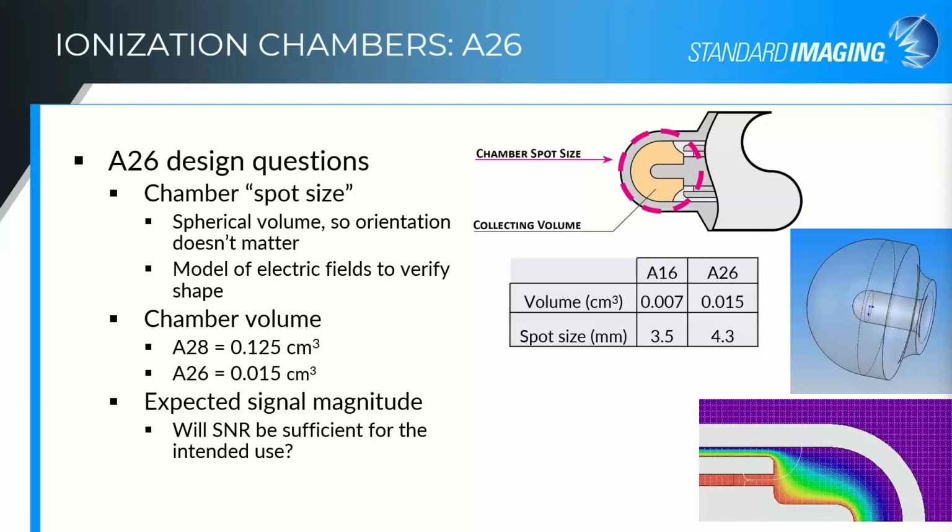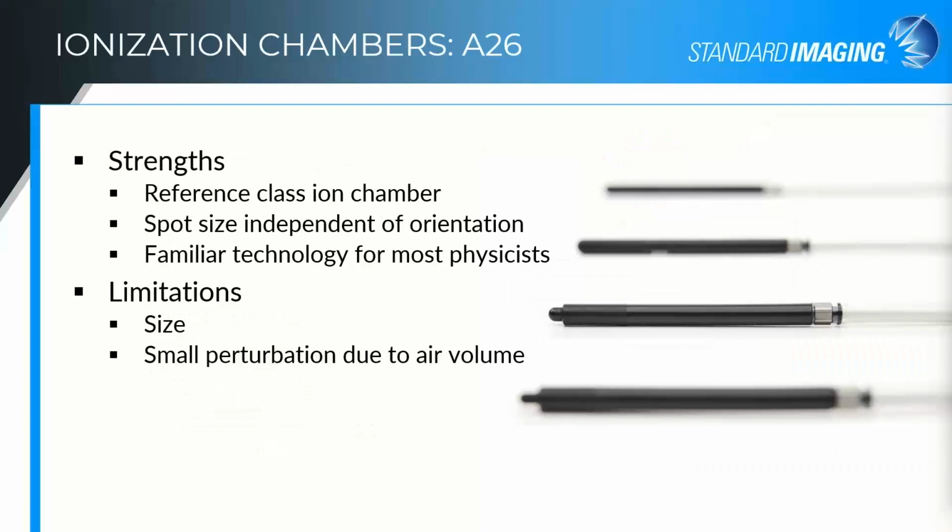In terms of design considerations, we were trying to make sure that we'd have a signal magnitude large enough that the scanning chambers or scanning electrometers could use this detector, but it needs to be robust and stable enough, of course, to be a standards level detector as well. So strengths of the A26, it is a reference class. It was designed as a reference class ion chamber.